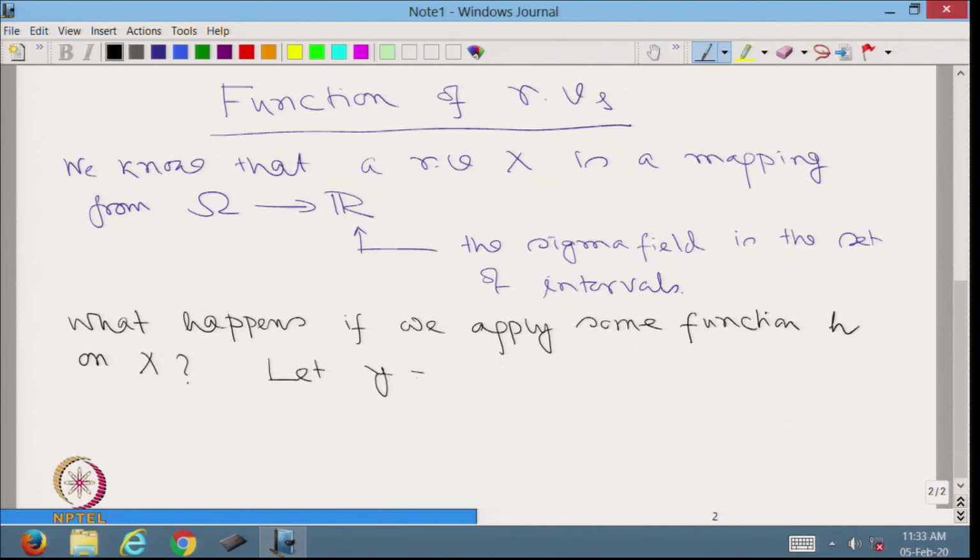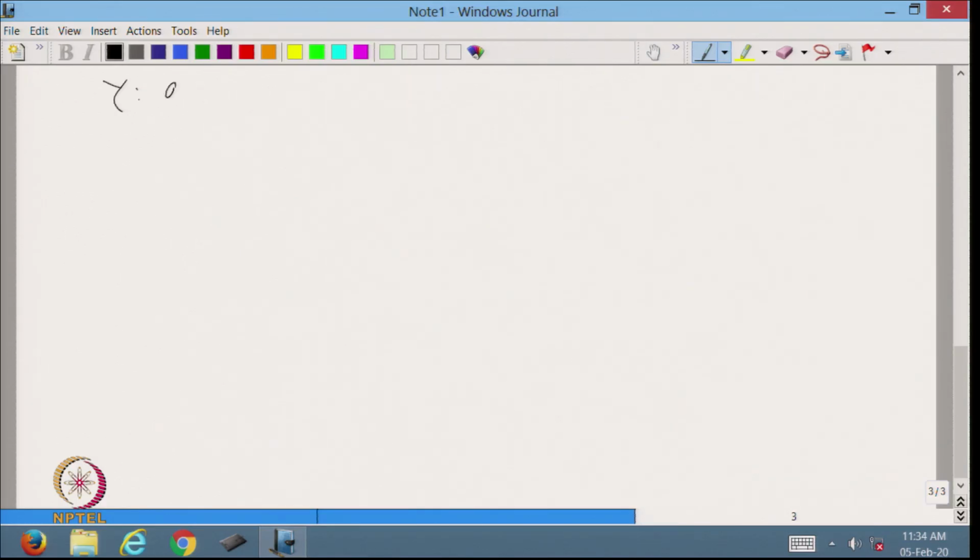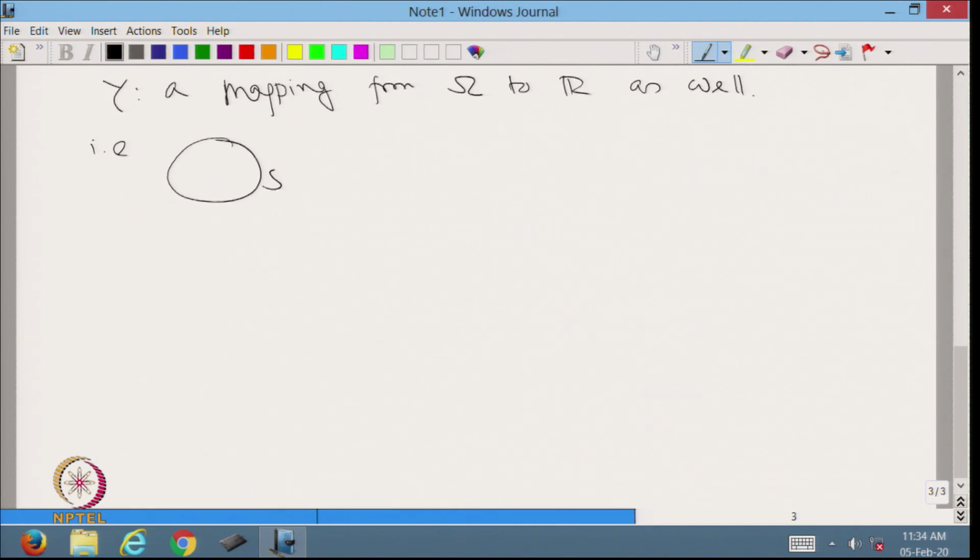Let y is equal to h of x be the function. Then y can also be considered as a random variable, because y is a mapping from omega to R as well. That is, we have omega, from there we get x which maps to R, and from there we have a mapping y that is also on R.